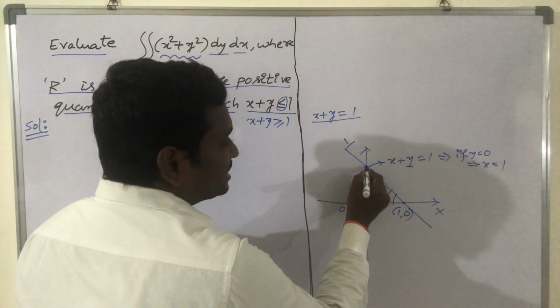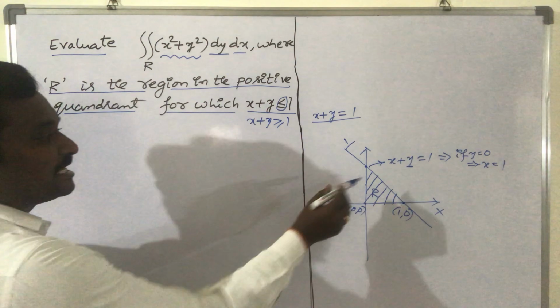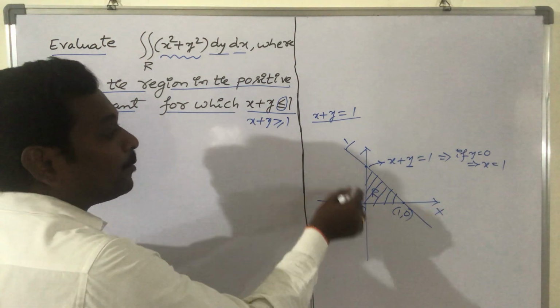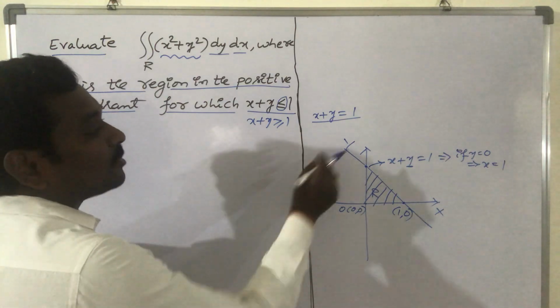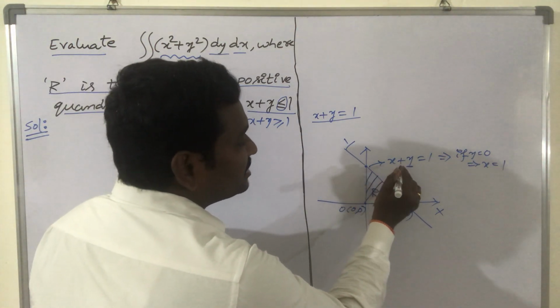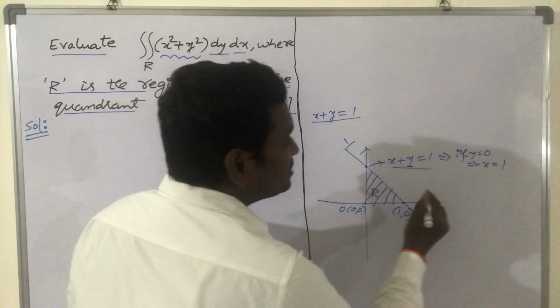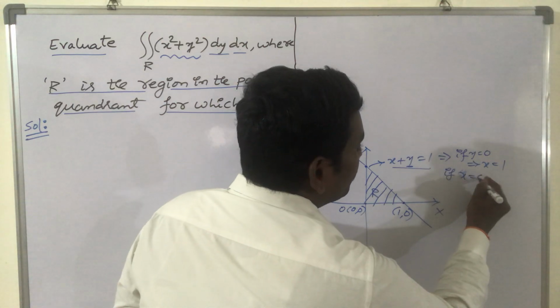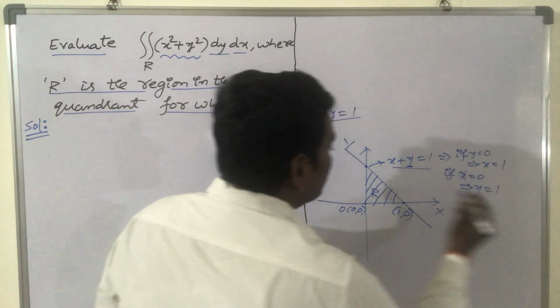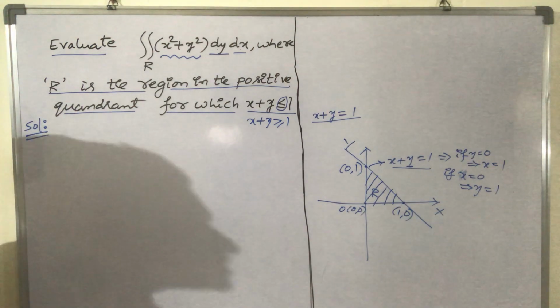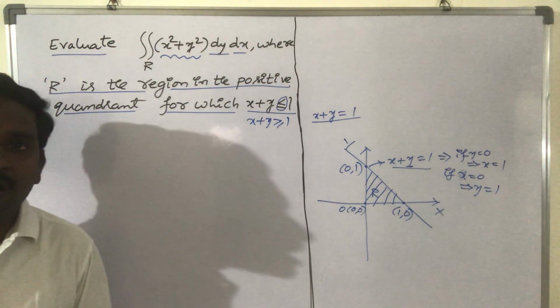And what about this intersecting point? This intersecting point lies on the y-axis, and every point on the y-axis has x coordinate 0. If x is equal to 0, substitute x is equal to 0 in this main equation, you will get y is equal to 1. That's why this intersecting point is 0 comma 1.